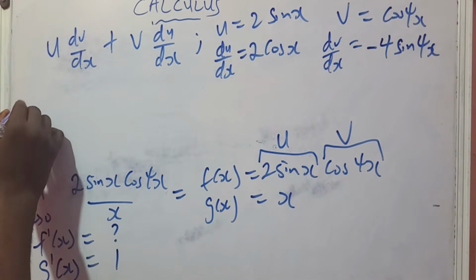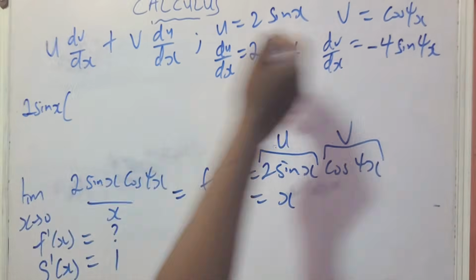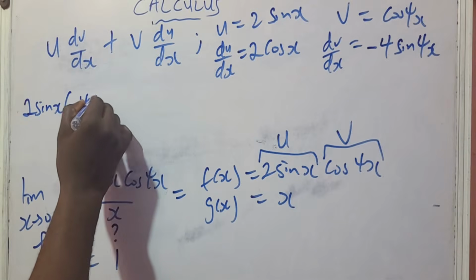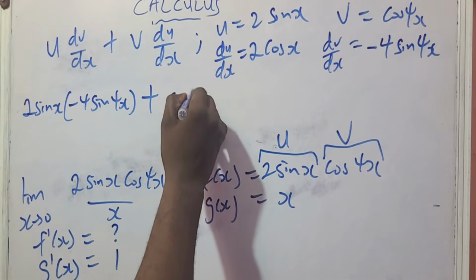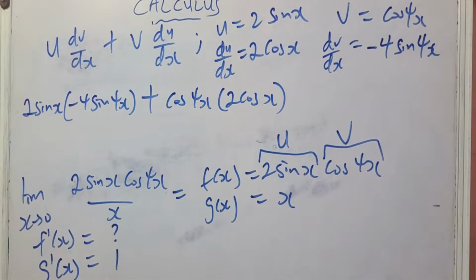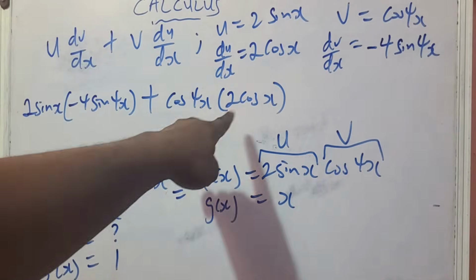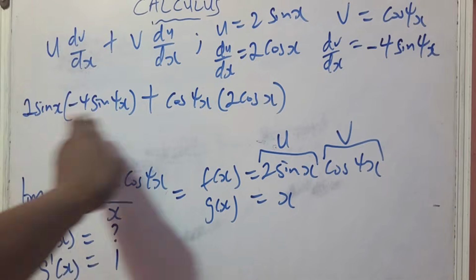This is my u. I have 2 sine x multiplied by the v over the x. That's minus 4 sine 4x plus v. That's cos 4x. Then multiplied by the u over the x. That's 2 cos x. Now, this is your answer to the derivative of your numerator. Look at the answer right here. So guys, imagine they gave you this in anything you have to do, and they said differentiate 2 sine x cos 4x. This is the answer.